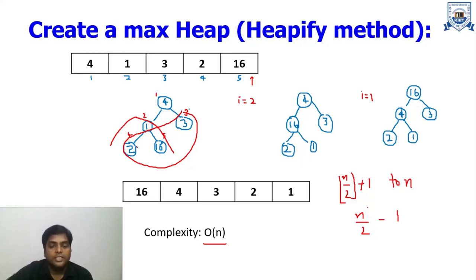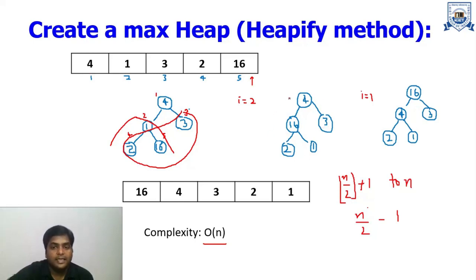So we perform swapping. Here both children are greater than this particular node, so which element do we swap, 2 or 16? We compare 2 and 16. Which one is greater? 16 is greater. So we swap 1 and 16. 16 will be here and 1 will be here. Finally we get 4, 16, 2, then 1 and 3. But again it is not satisfying the max heap property.